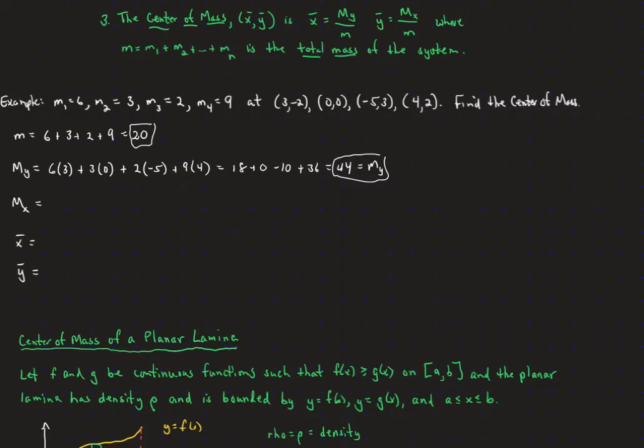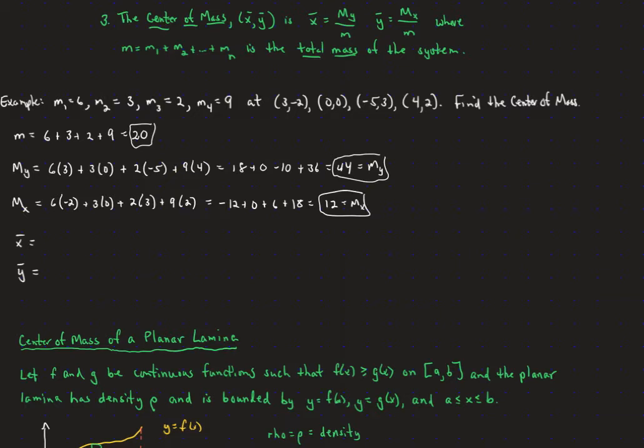Now the moment about the x-axis is going to be these masses times their y-coordinate. So 6 times negative 2, 3 times 0, again, 2 times 3, and 9 times 2. And so that's going to be a negative 12 plus 0. And then we'll get a 6 and an 18. So that looks like the 6 and 18 is 24. 24 minus 12 is 12. And that's going to be the moment about the x-axis.